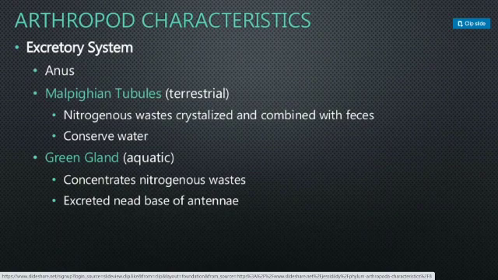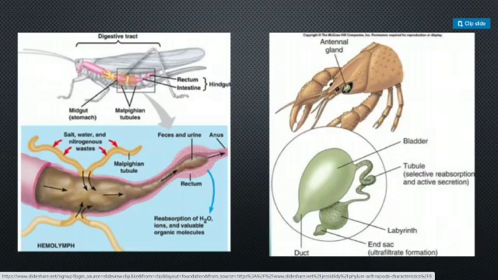And what is the working of the green glands? These concentrate the nitrogenous waste and excrete it from the head base antenna. Now in this figure, students, you can watch the working of the Malpighian tubules, how these Malpighian tubules collect the salt water and nitrogenous waste from the different parts of the body and send them to the rectum and finally to the anus for excretion.